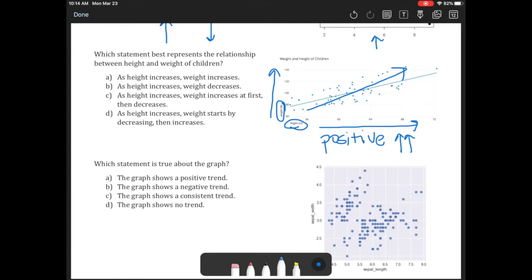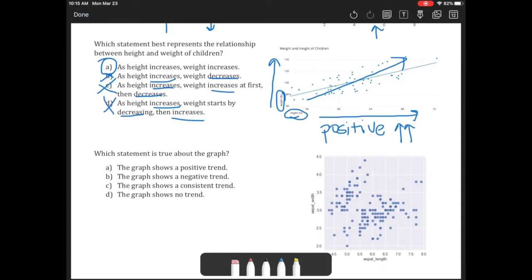So as height increases, weight increases. Looks to me like that might be it, but let's read the other ones just to make sure. As height increases, weight decreases. No, that would be a negative relationship. As height increases, weight increases at first and then decreases. No. As height increases, weight starts by decreasing and then increases. No. A is our choice.